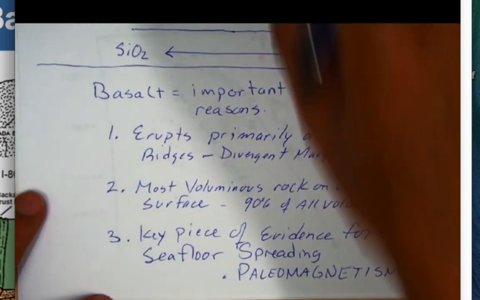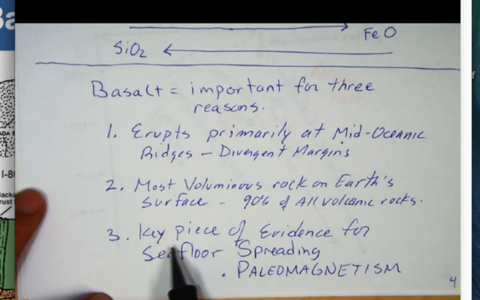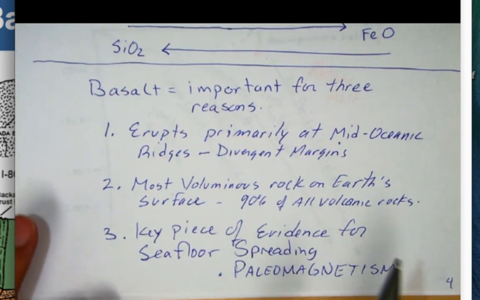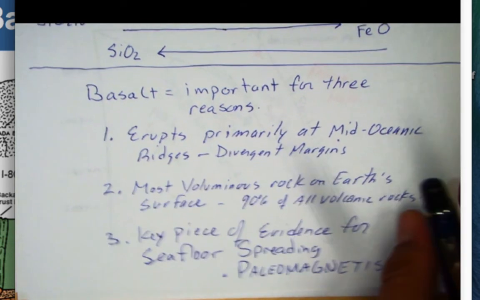Now, if we look at number 3, basalt has a key piece of evidence for seafloor spreading. In other words, there are minerals in basalt called magnetite that crystallize from the magma, and they act as tiny compass needles that record Earth's magnetic field in the past. And we can use those magnetic signatures to verify seafloor spreading and plate tectonic motions.